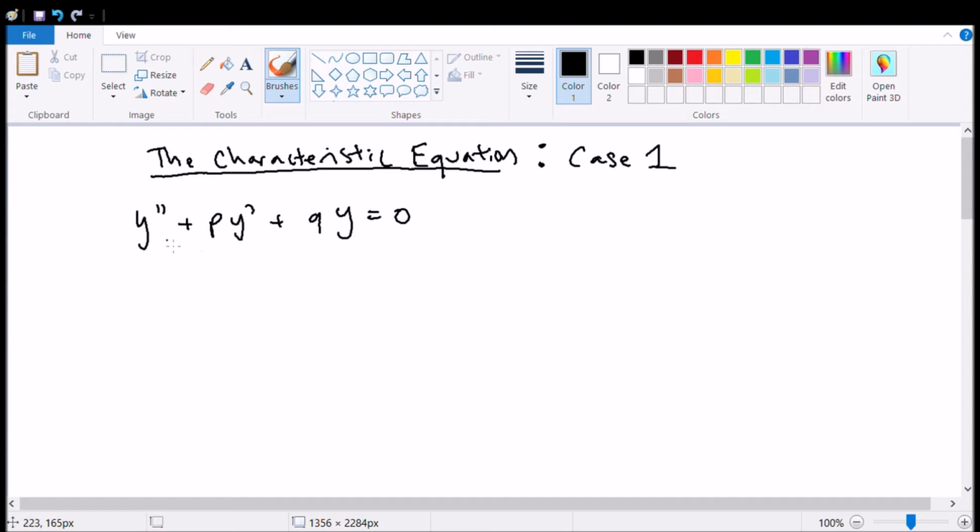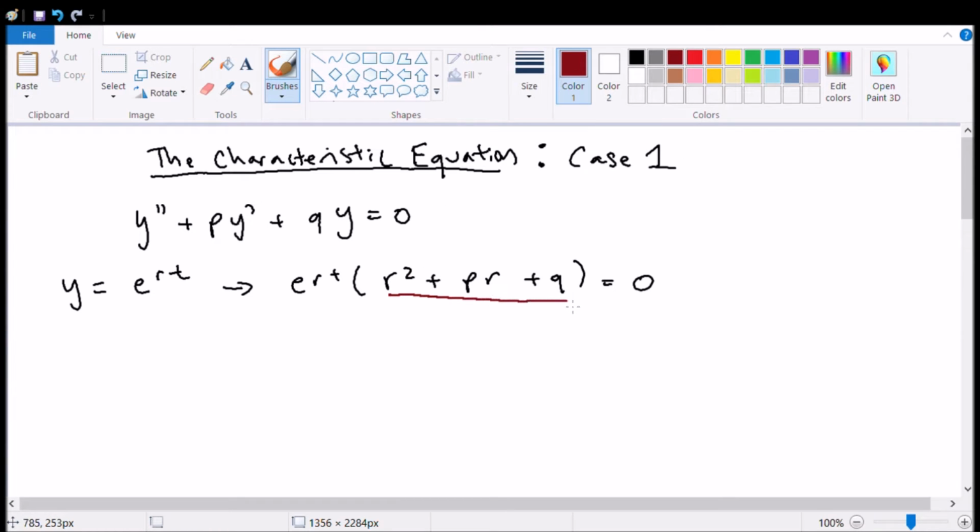And we determined that if you guess a solution y of the form e to the rt, and you substitute that y into this differential equation, you'll end up with something like this. Then we discussed how this polynomial right here was the characteristic polynomial, or characteristic equation, of the second order linear homogeneous ordinary differential equation.